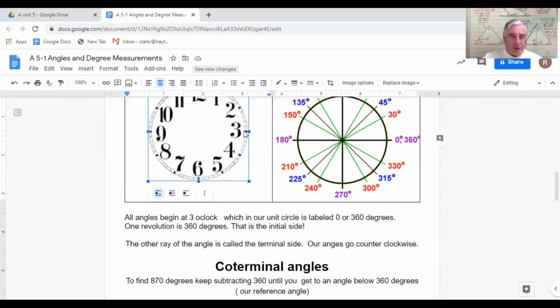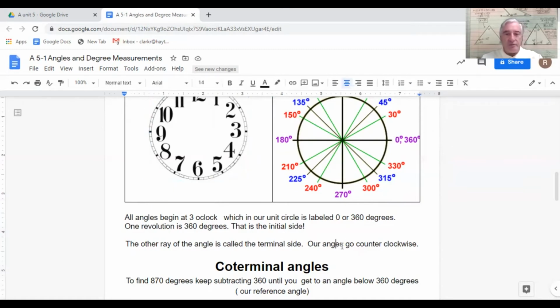All angles begin at 3 on our clock, which on the unit circle is labeled 0 or 360. One revolution around is 360 degrees. The beginning angle is called the initial angle. It's at 0, 360, 3 o'clock on our clock. The other ray of the angle is called the terminal side. Our angles travel clockwise.